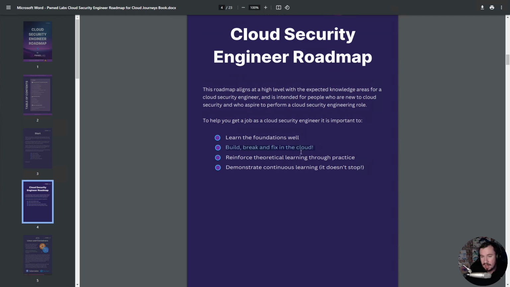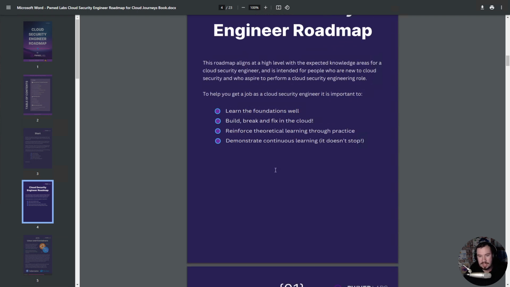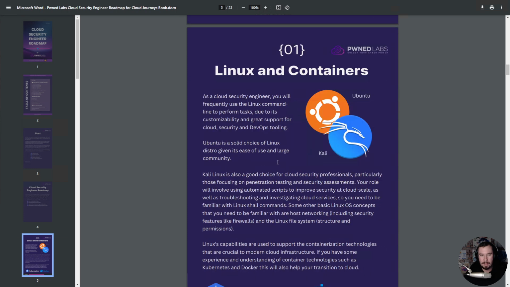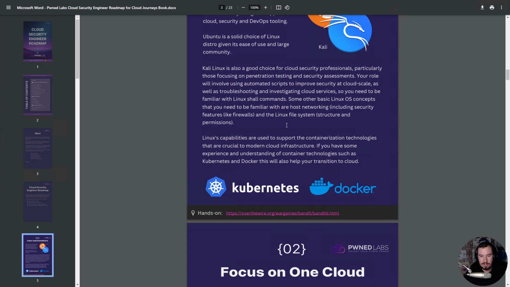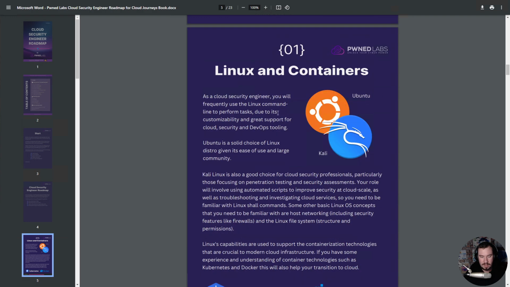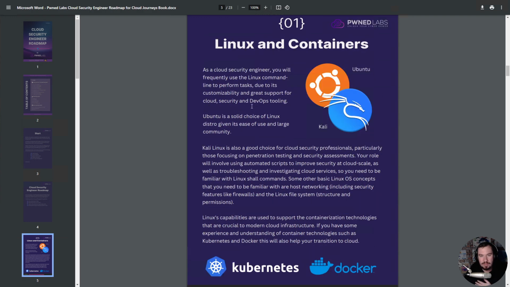And that's what we're going to do. We're going to get hands-on in the Pwn Labs environment, and we're going to do that. Reinforce theoretical learning through practice, right? Practice makes perfect. And demonstrate continuous learning. It does not stop. So we have some information about Linux and containers. We'll just kind of skim through a little bit of this. As a cloud security engineer, we will frequently use a Linux command line to perform tasks due to its customizability and great support for cloud security and DevOps tooling.